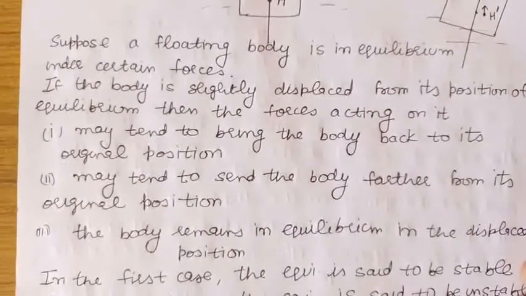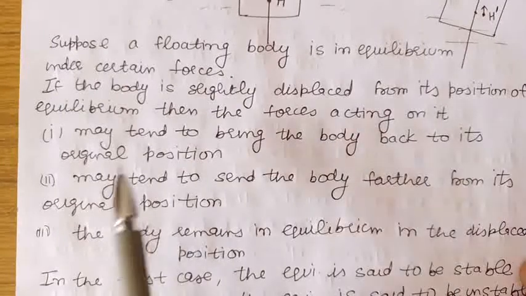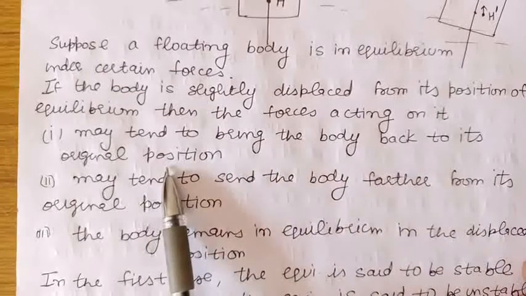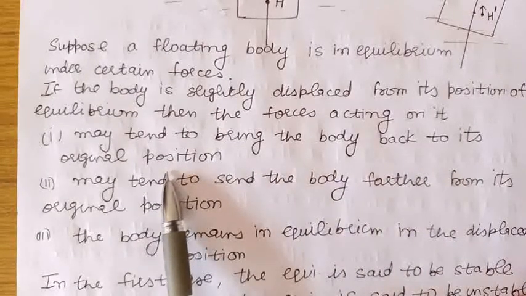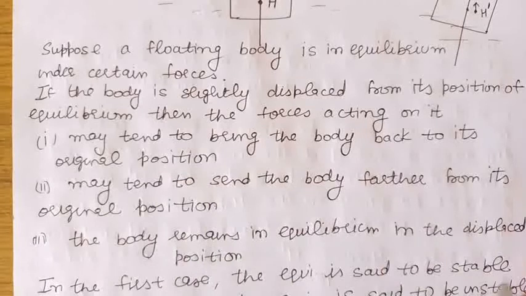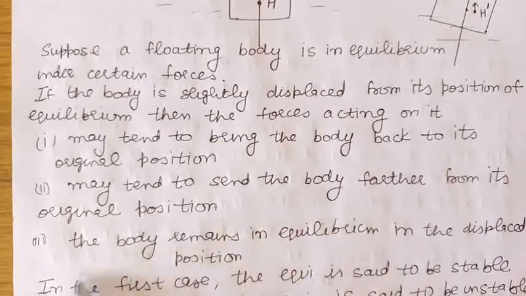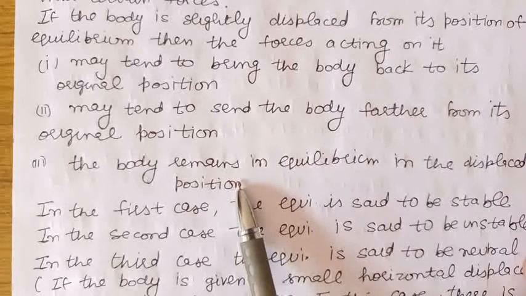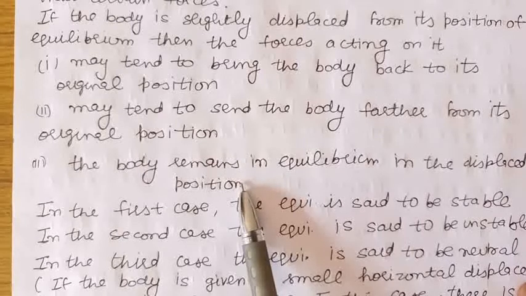If the forces acting on the body tend to bring the body back to the original position, in that case we say that the equilibrium is stable equilibrium. And if the body does not come back to its original position, then in that case we say that the equilibrium is unstable. And in the third case, when the body remains in equilibrium even in the displaced position, then we say that the equilibrium is neutral equilibrium.